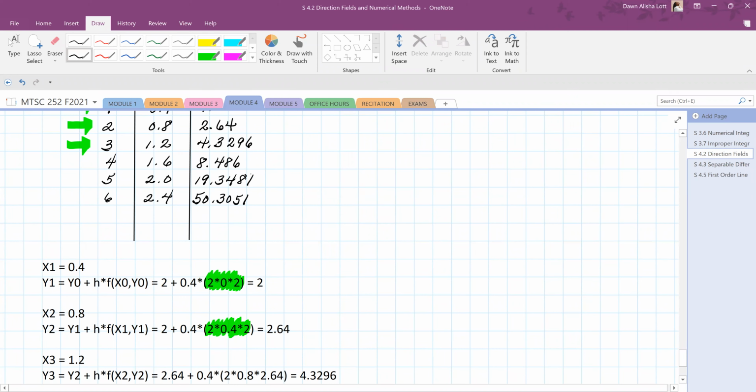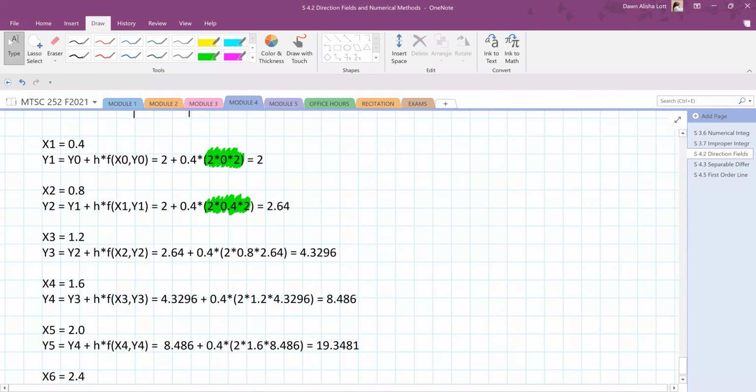Okay, so that is Euler's method. Any questions?